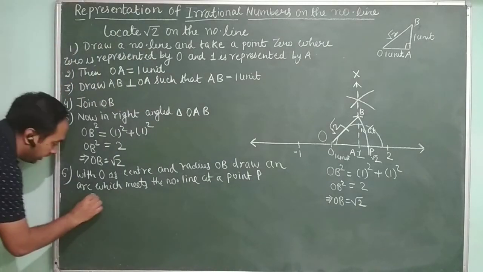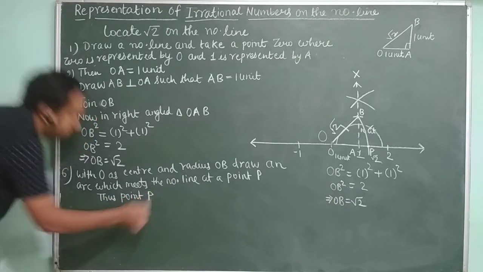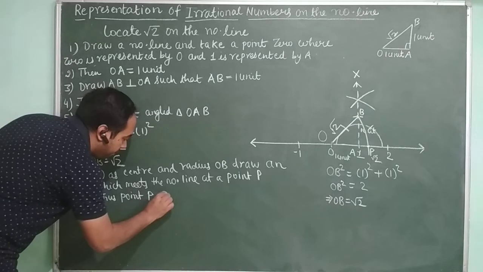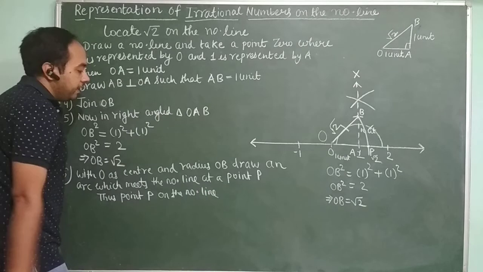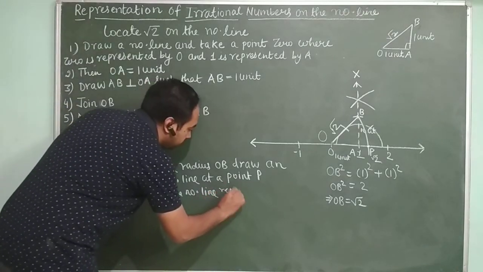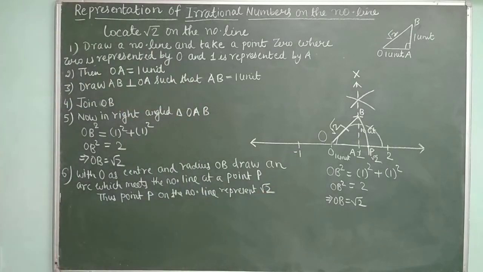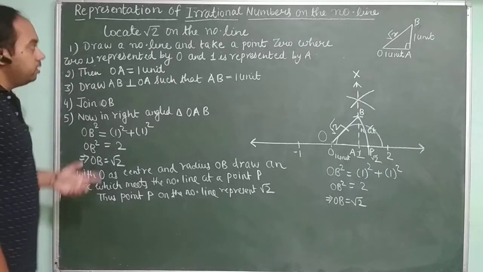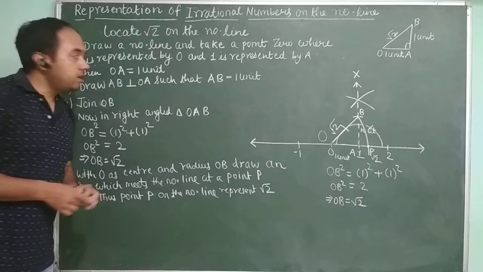Thus point P on the number line represents under root 2. So this is the way of locating under root 2 on the number line by the spiral method. Now after this I will explain to you how to locate under root 3 on the number line.